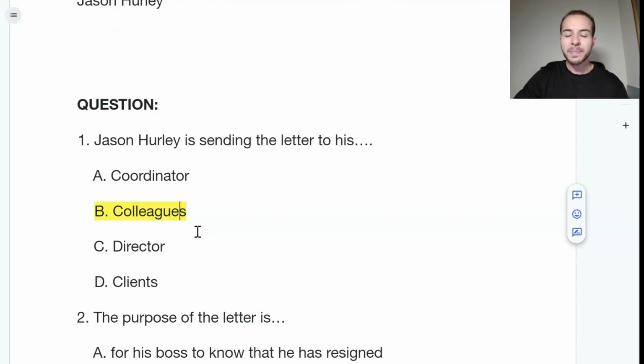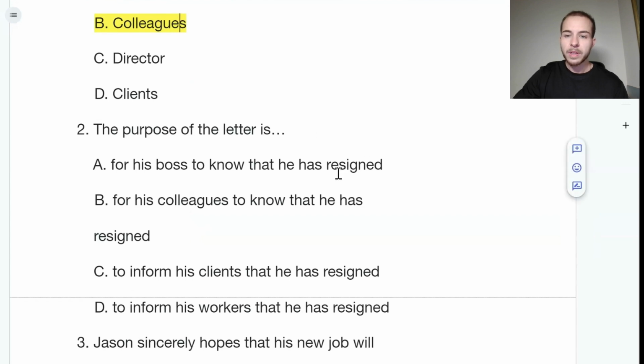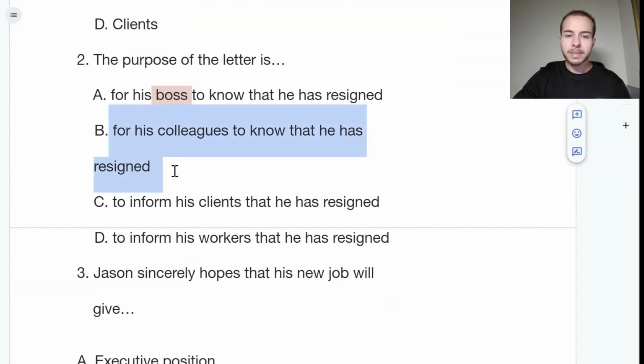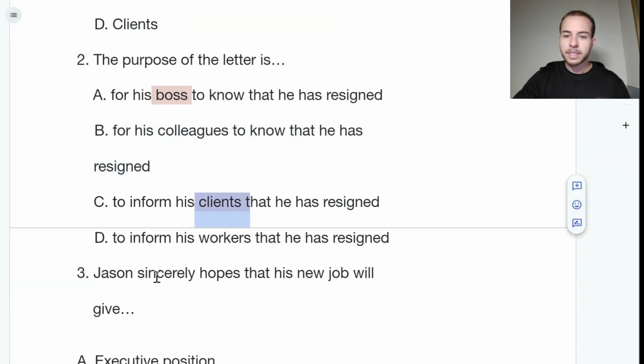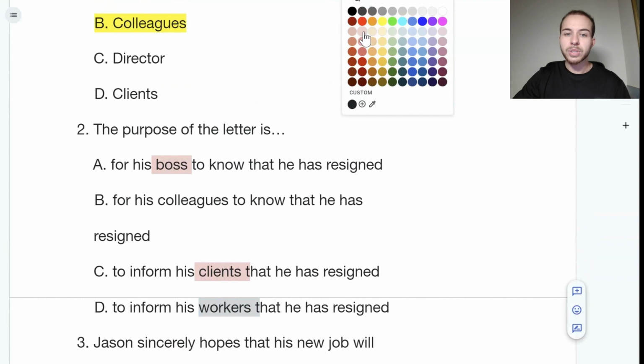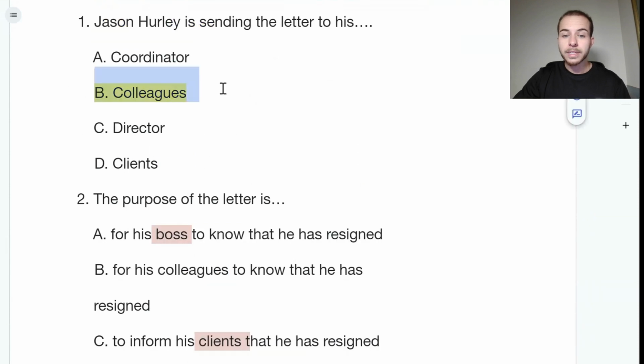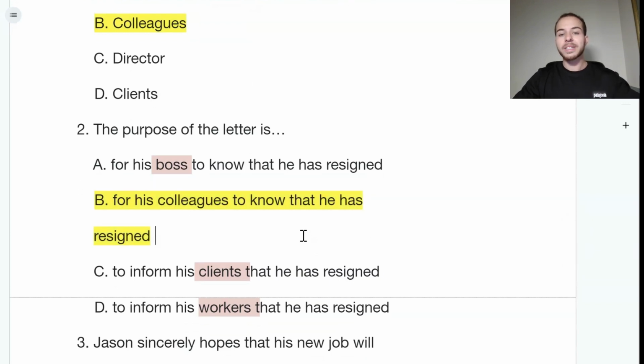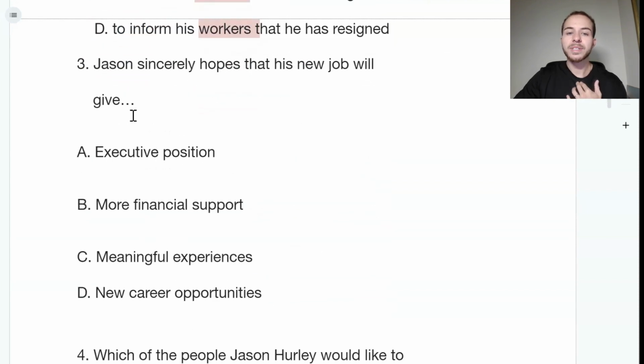Colleagues. The purpose of the letter. So he resigned, but he did not resign to his boss because that's not who the letter was directed to. Potentially B could be correct because he did resign, not to his clients and not to his employees. So if you got question 1 wrong, then you likely would get question 2 wrong. If you got question 1 right, then it's easy to get question 2 right. The purpose is to tell his colleagues that he is resigning. Jason sincerely hopes that his new job will.